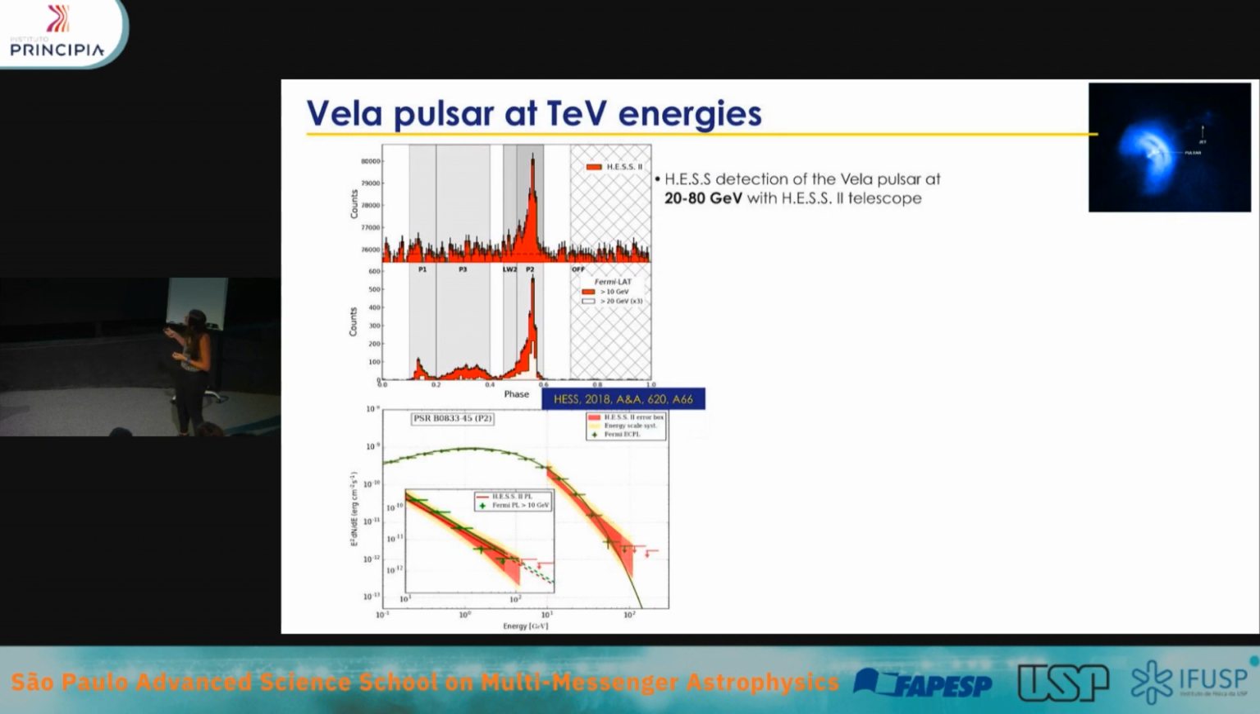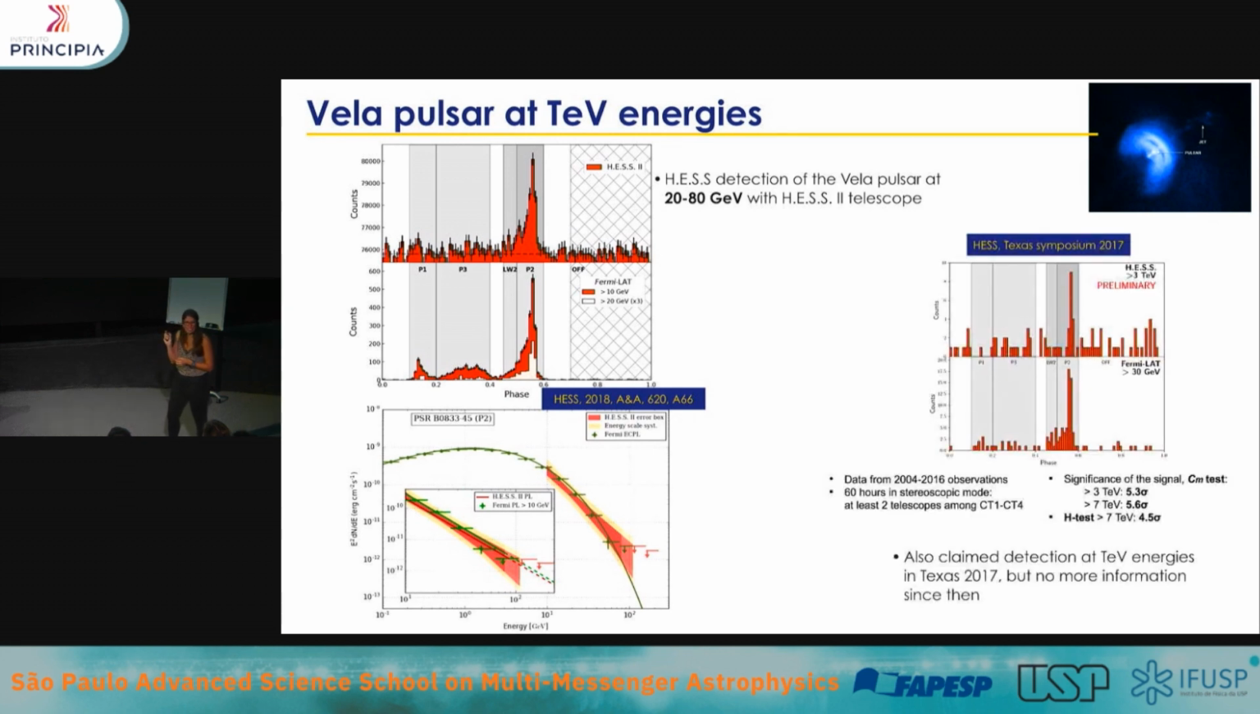So HESS detected the Vela pulsar, which is this middle age pulsar, in the range between 20 and 80 giga electron volts. They detected it with a very big telescope that they have, that is called HESS 2. Here you can see the pulsation, and here you can see the spectral butterfly in red that they measured. And actually some years ago in a conference, they showed another spectrum saying that they had detected it at very, very high energies, above TeV energies. But I haven't seen any paper yet since that. But you'll see that there are some models talking about possible TeV emission from Vela. So HESS, we are looking forward to this paper.